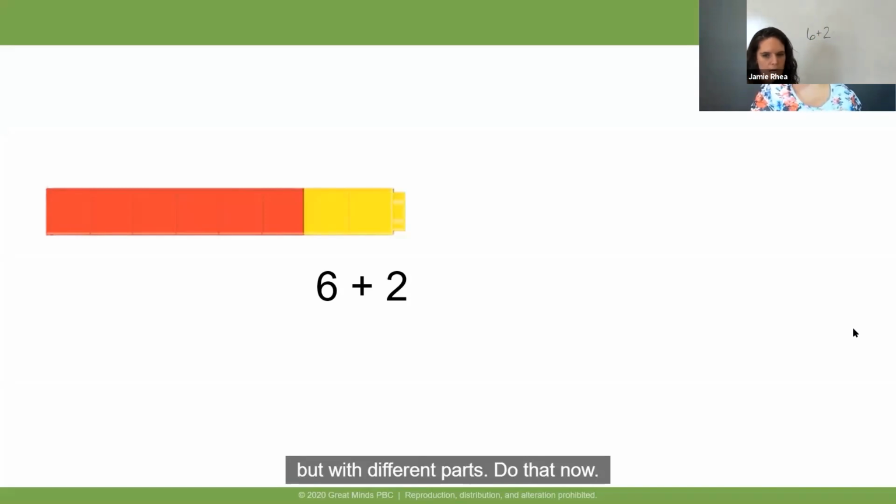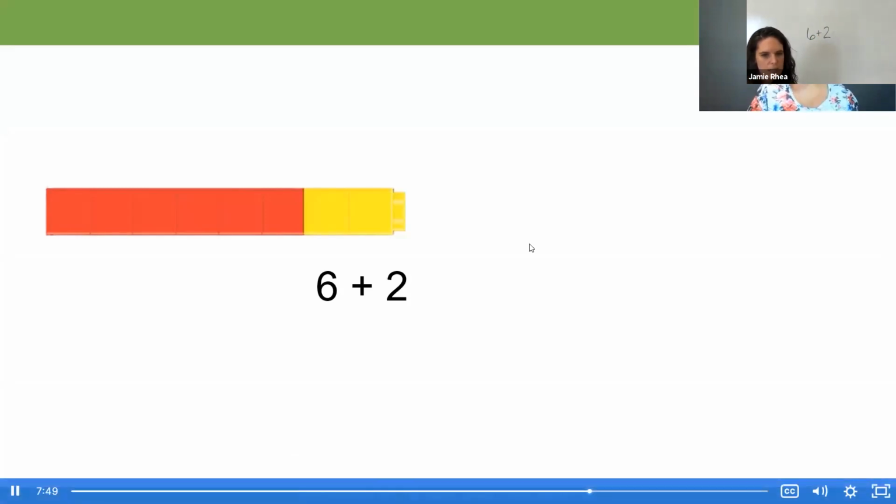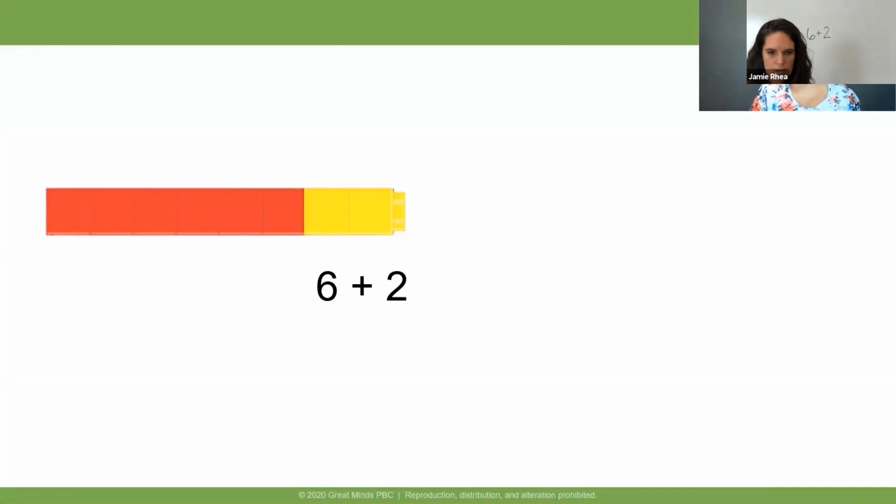Use your linking cubes to make another stick that shows the same total, but with different parts. Do that now. All right, so let's pause for a second and let's make up one. Let's do this one. How many green cubes do I have? 1, 2, 3, 4. How many yellow cubes do I have? 1, 2, 3, 4. So let's do 4 plus 4.